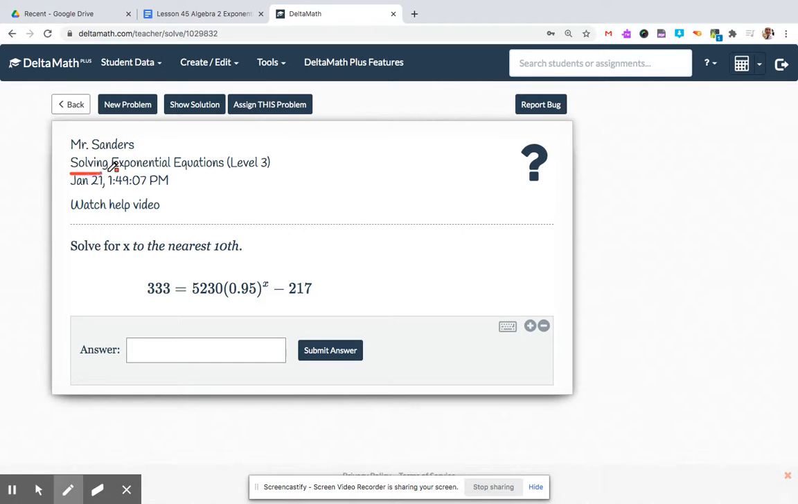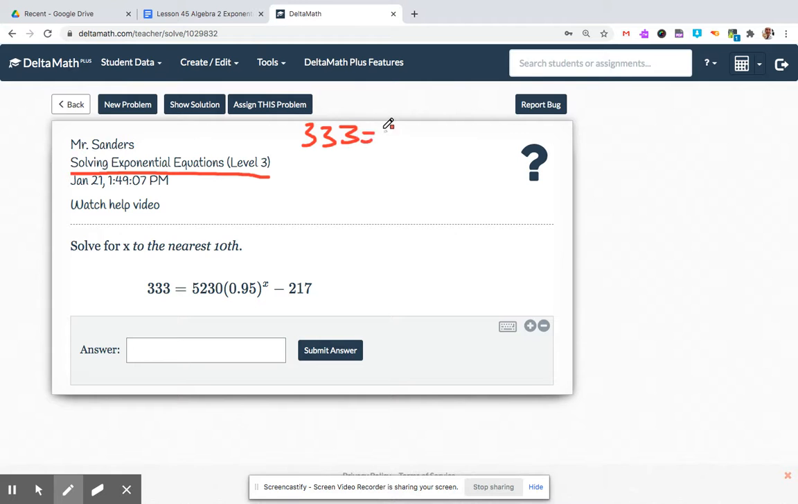All right, we are solving exponential equations. We're at the third level here. So the strategy is pretty much the same. You're trying to get the base and the exponent by itself, so we move everything over to the other side first. So let's rewrite the problem.